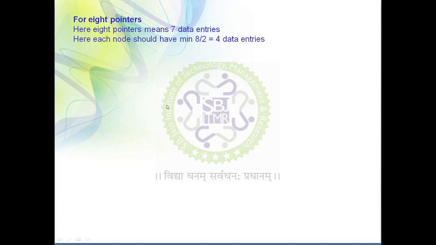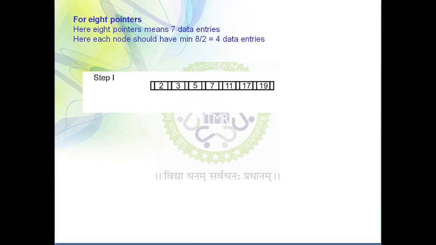That means in this case you are going to shift the fifth value. In n equals 4, you shift the third value. In n equals 6, you shift the fourth value, and in n equals 8, you shift the fifth value. So now step number 1. In step 1, I have just created one node with 8 pointers: 1, 2, 3, 4, 5, 6, 7, 8.